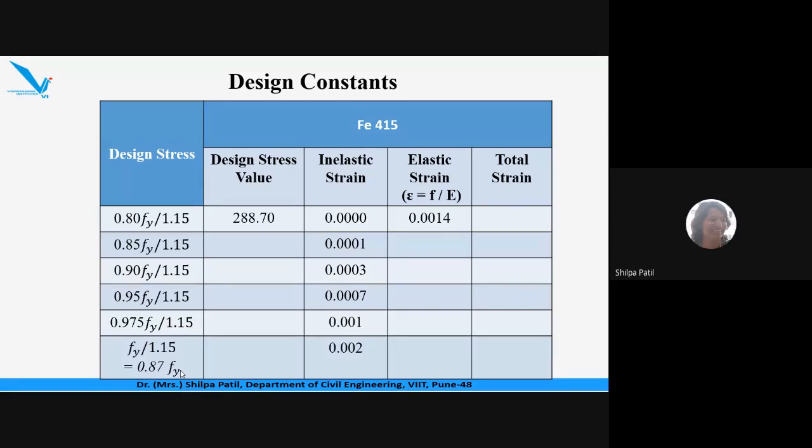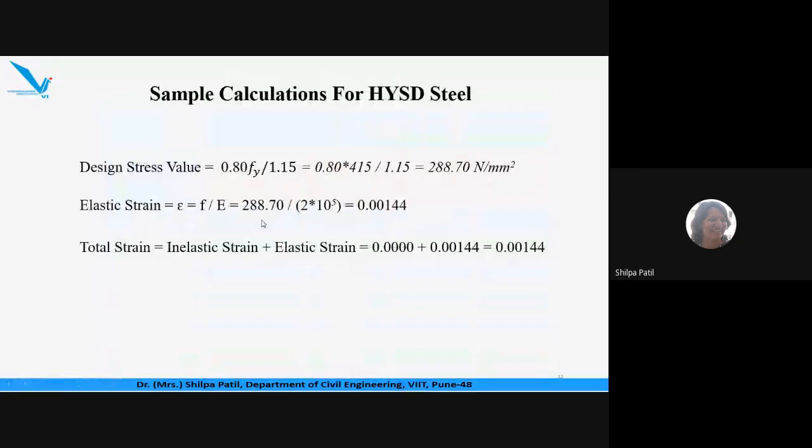Let us see now the first row calculation. I have already given the values over here, but how we have obtained these values, I will quickly explain. First is 0.8 Fy upon 1.15. I want this value, which is coming as 288.70. Put the value of Fy as 415 here and do the calculation; you will get this value. Okay, so the same is done here in the next slide. The design stress value is 0.8 Fy divided by 1.15, so I'm getting it as 288.70.